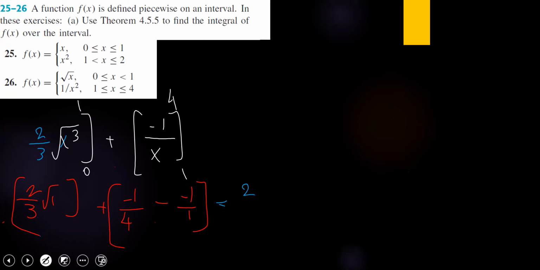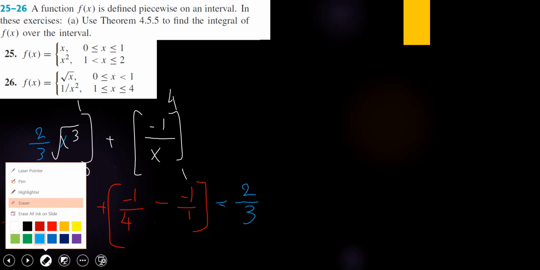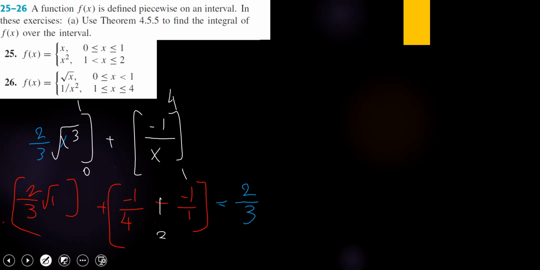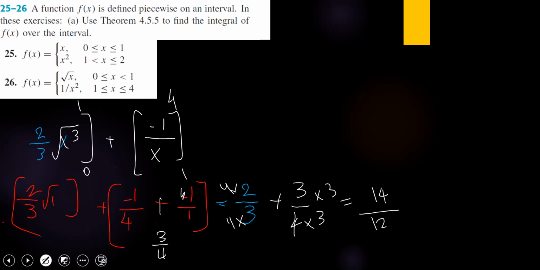So it is 2 over 3 minus 1 over 4 plus 1. Now, before that, let's solve negative 1 over 4 plus 1, which is 3 over 4. So we have 2 over 3 plus 3 over 4, times 3 times 3 times 4 times 4. So we have 8 plus 6, 14 over 12. This is the final answer.